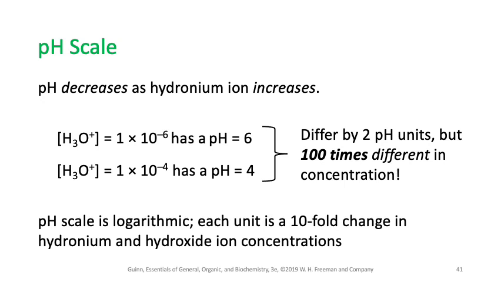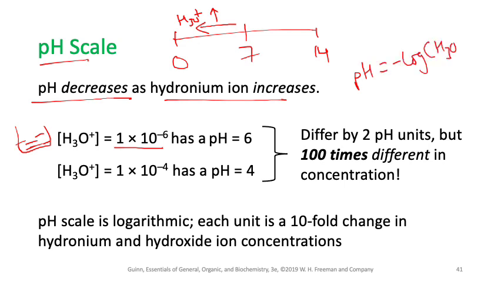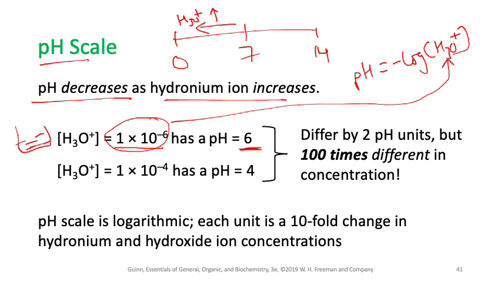So now let's talk about the scale. We already talked about the scale. The scale goes from 0, 7 and 14, and if the pH decreases, hydronium ion increases. If the pH goes lower, that means hydronium ion increases. Let's talk about two examples. In one of the solutions, hydronium ion is 10 to the negative 6. If we use the formula for the pH, negative log of H3O plus, and plug this number in and use your calculator, you will come out with a pH of 6.